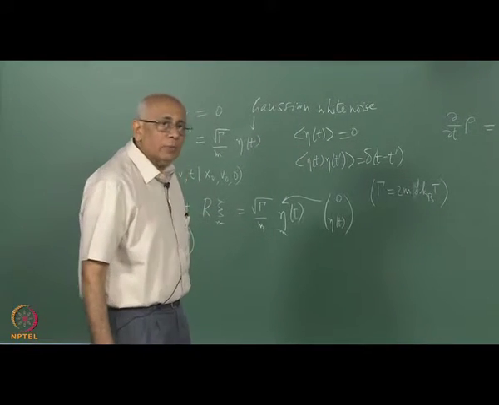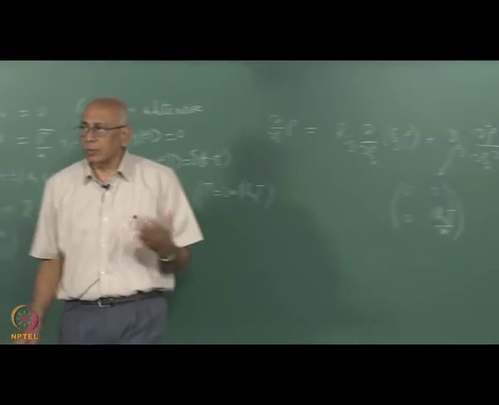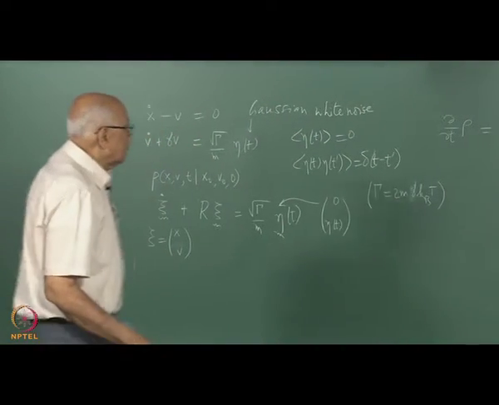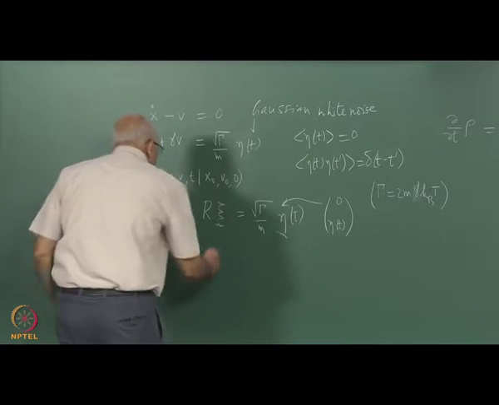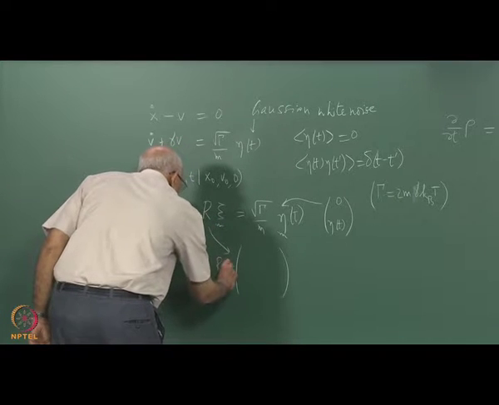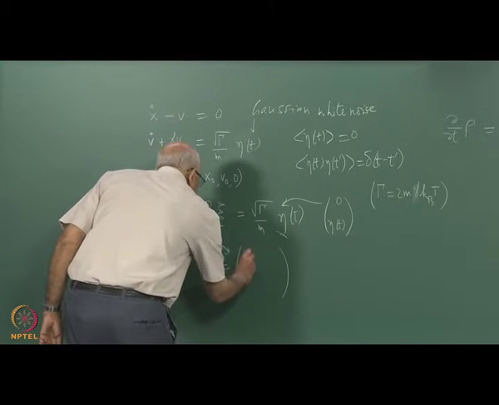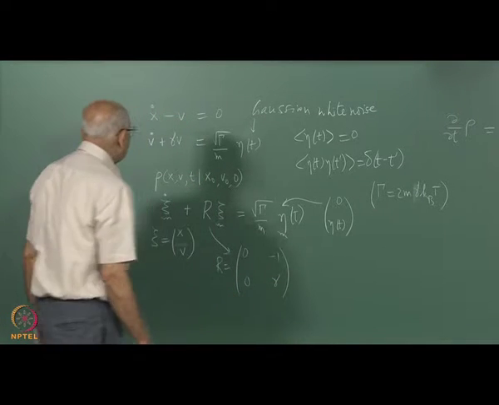Okay. All we have to do, and there is a summation over repeated indices, i and j run over 1 and 2. Okay. Now in this problem, what's R? Well, from these two equations it follows that R in our problem here is equal to 0, -1, 0 and gamma.